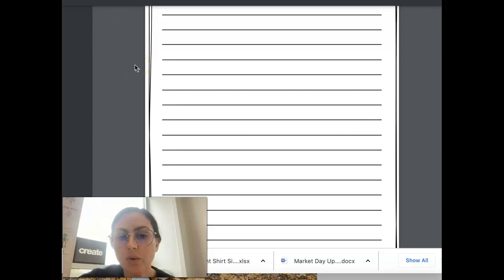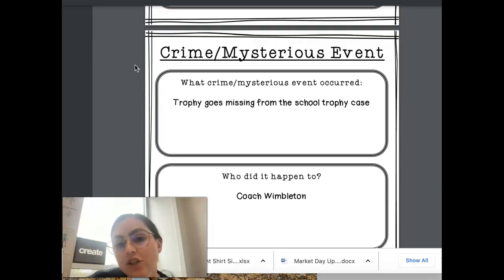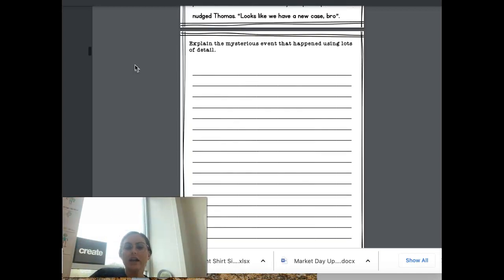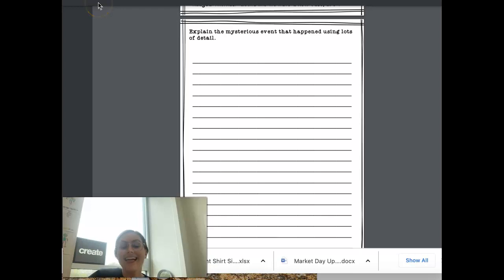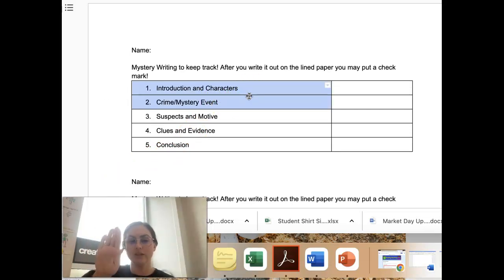So you're going to be working on these lined pages after you go ahead and do what this shows right here. So if you've done this crime and mystery, you're going ahead and moving on to the lined pages. So remember, you are doing the introduction and the character, and if you have, you'll put a check mark there. Next on the lined pages, you will have the crime and mystery. Those are two double-sided, so it's on one side and then it's on the other side, okay?